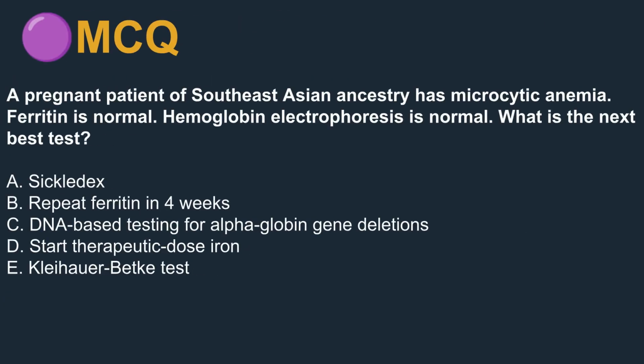Okay, let's review with some questions. Question 1. A pregnant patient of Southeast Asian ancestry has microcytic anemia with normal ferritin and normal hemoglobin electrophoresis. What is the next best test?